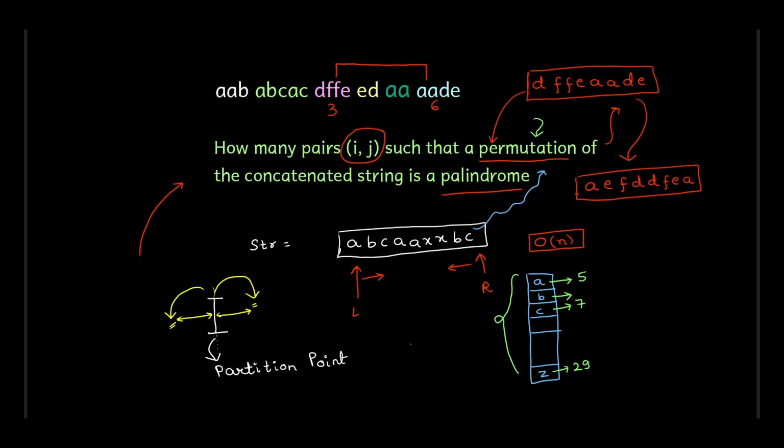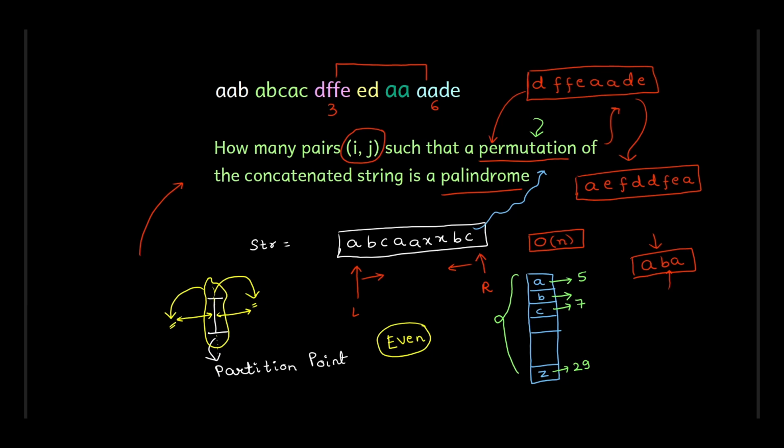Therefore, you can conclude that the frequency of each element has to be even, except for the partition point, because the partition point itself does not need to be mirrored. For example, in palindromes of length 2 or of length 3, you can see that each character has even frequency, but the partition point, the middle point, can have one odd frequency, and that is fine.